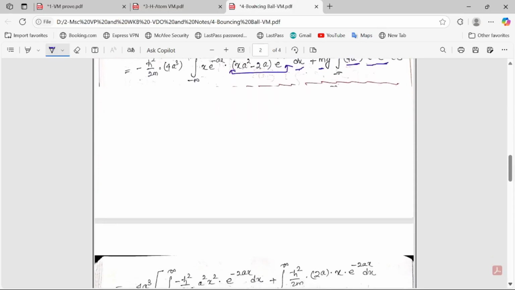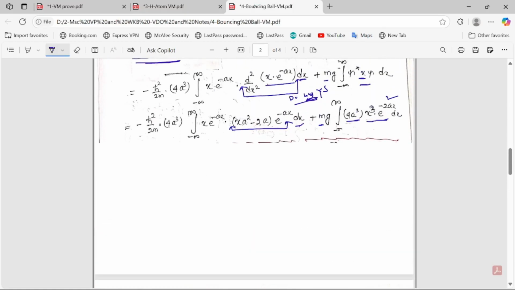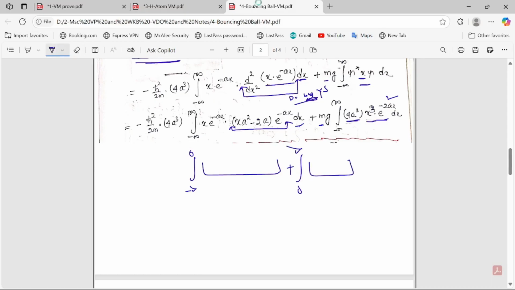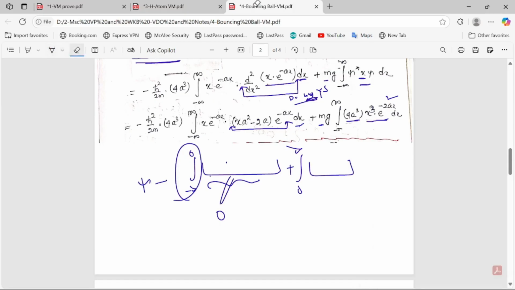Now integration. Here I change the integration limit, because here I have to segregate what, minus infinity to 0, same thing, plus mg minus infinity to 0, same this much term, plus 0 to infinity this much term. But this integration value will be 0, because psi does not exist in this limit, okay.